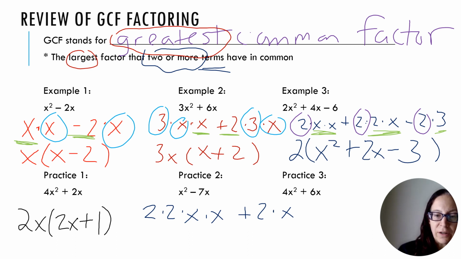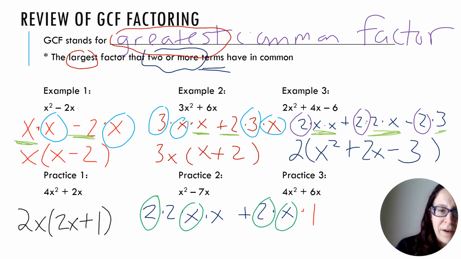What I want you to consider is this. Could you say 2 times x times 1? I'm pausing to give you a chance to think about it. Okay, 2 times x times 1. Well, yeah, you could. You might not have thought to do that, but you could. When you do that, you can see they have a 2 in common, they have an x in common, so the common factor is 2x, and then you would be left with that 2x.